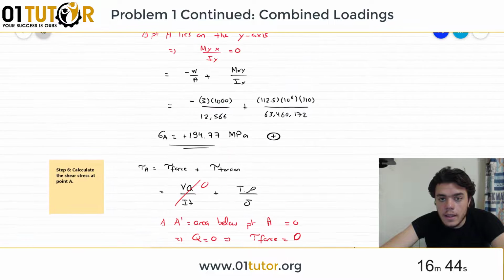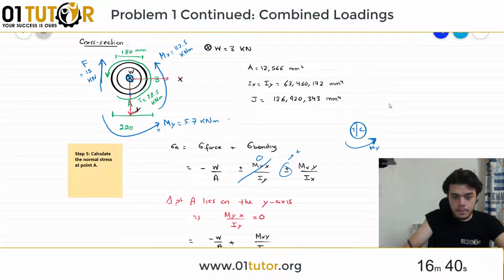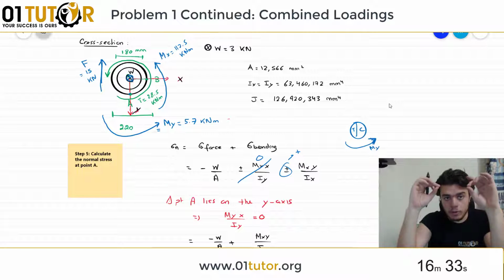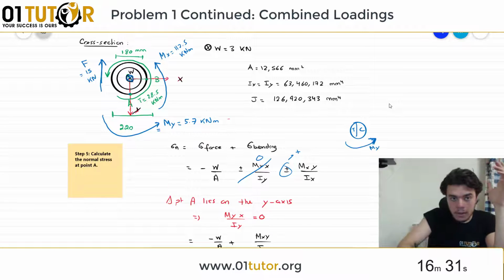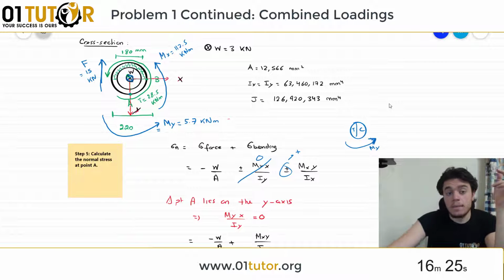Now, is it equal to 0 in the case of B? B lies in here. Is it going to be equal to 0? It's not going to be equal to 0 because A prime, which is the area above or below the point of interest, is going to be either this or the one below it. So it's not going to be 0.